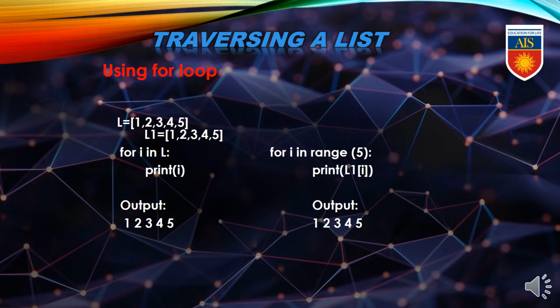Actually we are having two different examples. First, for i in L, so L is having the values 1 2 3 4. So for i in L, we need to find out the index in L, and then it will print one by one. And the next example, for i in range 5, if we follow L1, there also we are having a total of 5 elements, and then it will print one by one. Both the outputs will be the same, but the presentation is different.